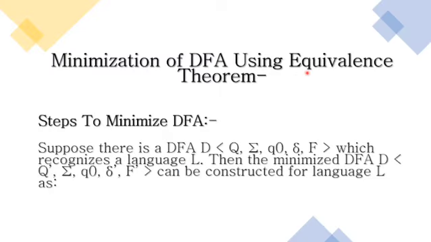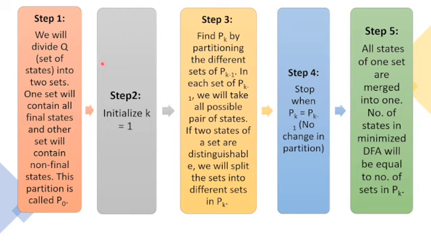Minimization of DFA is mainly performed using the following steps. Suppose we have a DFA represented by Q, sigma, Q naught, delta, and F, which recognizes a language, say L. Then the minimized DFA D, Q dash, sigma, Q naught, delta dash, F dash can be constructed for the language L such as. Step one is that we will divide Q, the set of states, into two sets. One set will contain all final states and the other set will contain non-final states. This is the partition called P0.